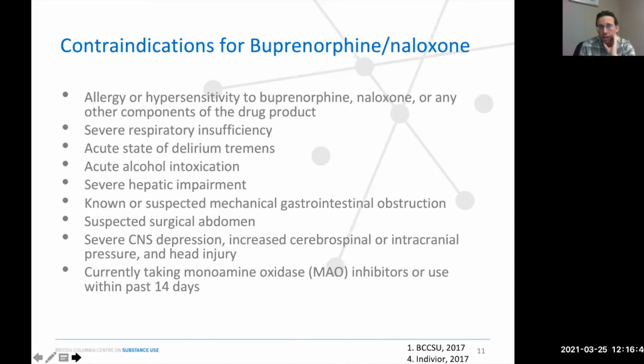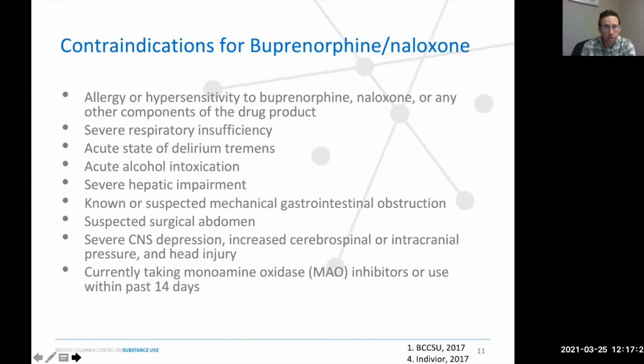So, contraindications for buprenorphine. There really are not that many contraindications, particularly in the outpatient setting. Obviously, an allergy or hypersensitivity to buprenorphine-naloxone or any components is a key contraindication. Severe respiratory insufficiency is a contraindication. However, if you're transitioning someone from methadone to Suboxone or to buprenorphine, that's going to be less of an issue because it's going to have less of a respiratory impact than methadone.